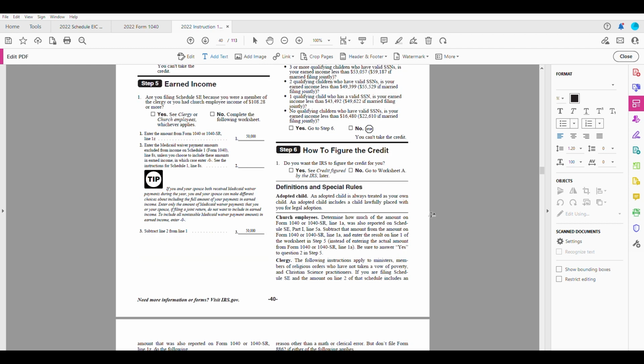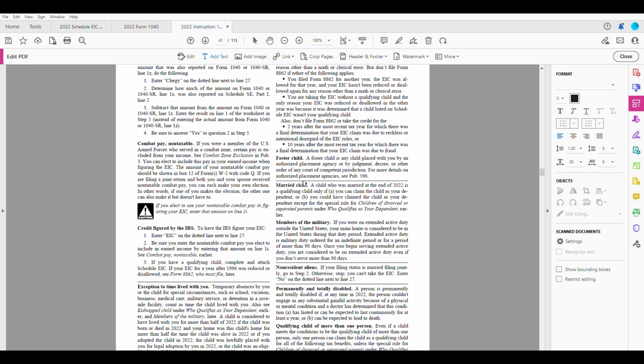Step 6, the last step, is let's just figure out how to figure the credit here. There's 2 options. One, you can have the IRS calculate your credit, or you can go to the worksheet and calculate it yourself. In this tutorial, I want to go over how to calculate it yourself. Just note that if you want to have the IRS figure it out, you would check it here and go down, and you'll see the credit figured by the IRS, enter EIC on the dotted line next to line 27.